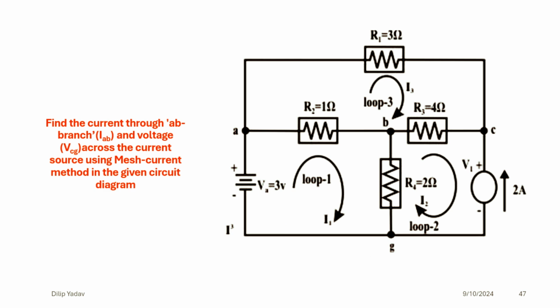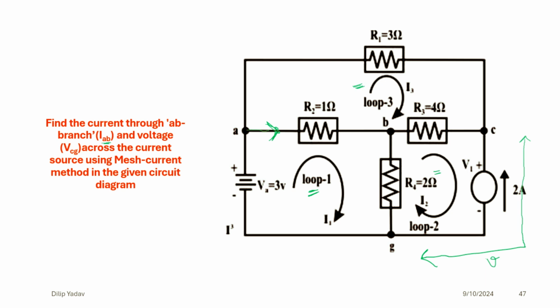Then coming to this numerical, we have to find the current through the AB branch, that is IAB. This is A and B. We need to find the current across this terminal and the voltage across CG, C and G. So how are we going to do that? First of all, we will define the loops. We have 3 loops: loop 1, loop 2, and loop 3.